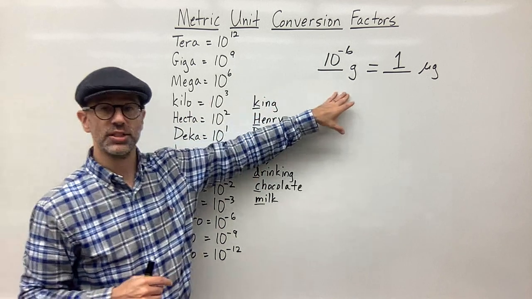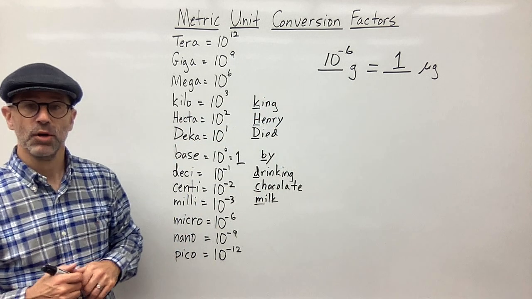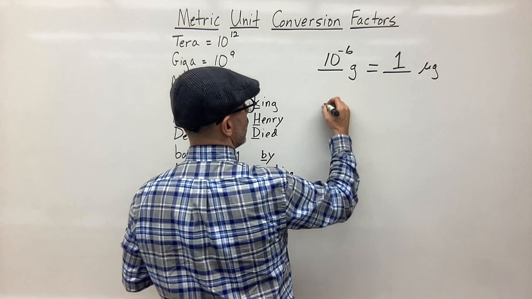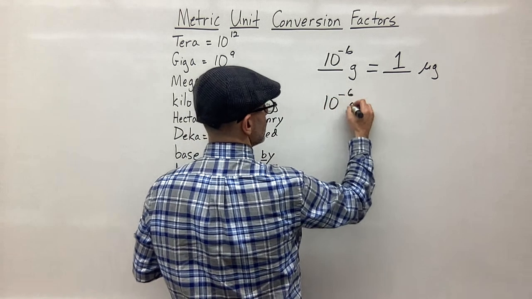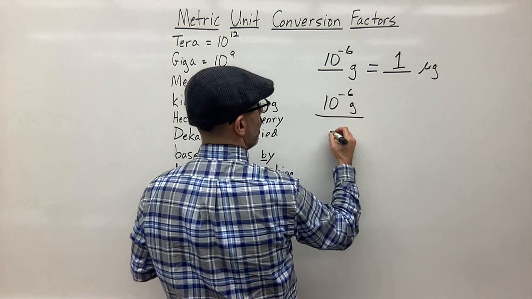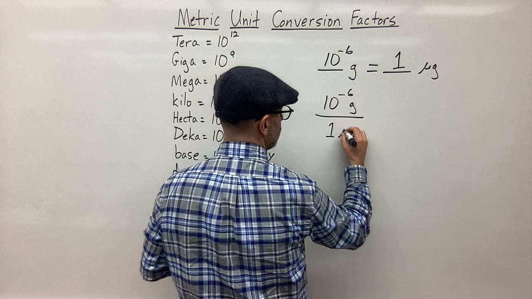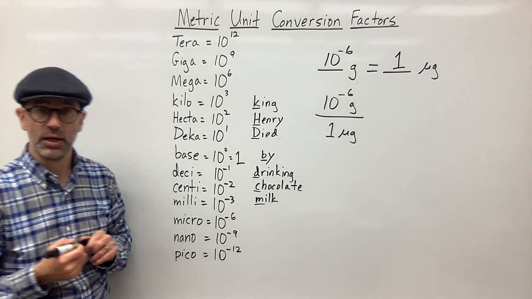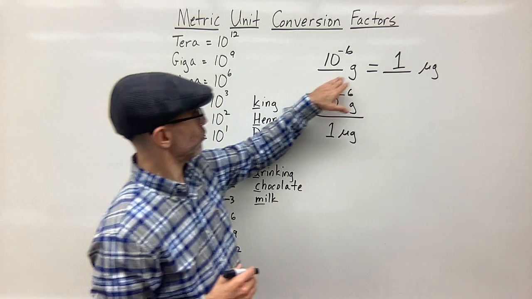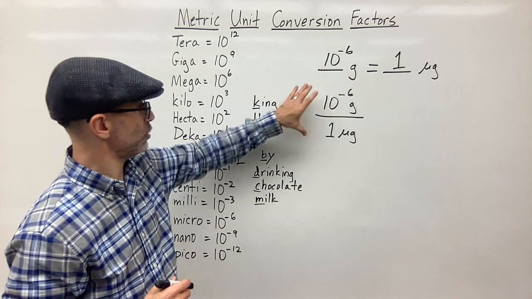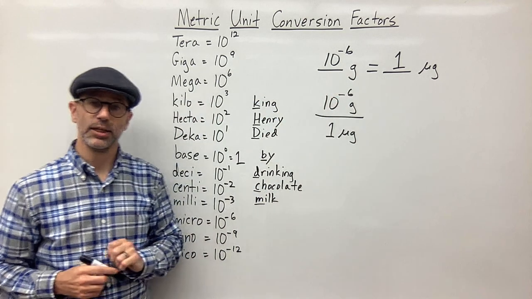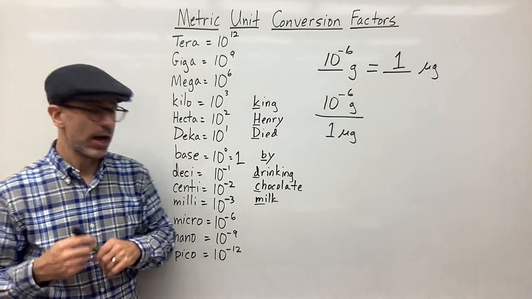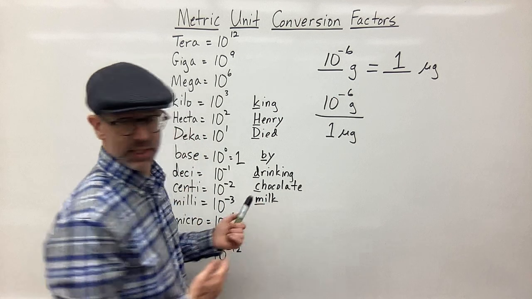So you can use this as a conversion factor. I can put 10 to the negative 6 grams over 1 microgram, or I can flip it if I need to. But I know that this is going to be true, and so I can now use this as a conversion factor. Why do I do it this way? Well, because it can get confusing.